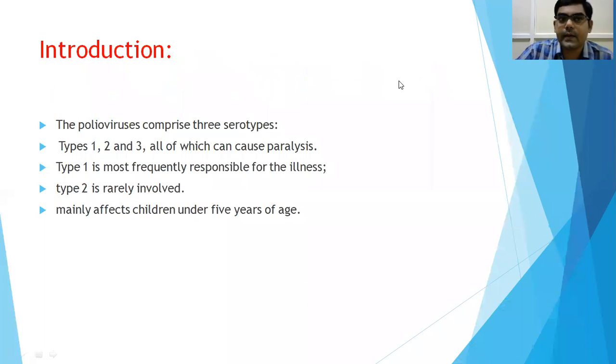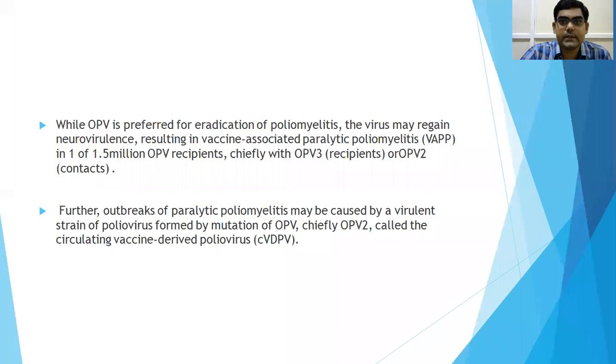So we'll come to the introduction. The poliovirus comprises three serotypes, type 1, 2, 3, all of which cause paralysis. Type 1 is most responsible for illness, type 2 is rarely involved. It mostly affects children under 5 years of age. This is a new terminology, because those are wild poliovirus. For the eradication of poliomyelitis, we started vaccinating our children with OPV.